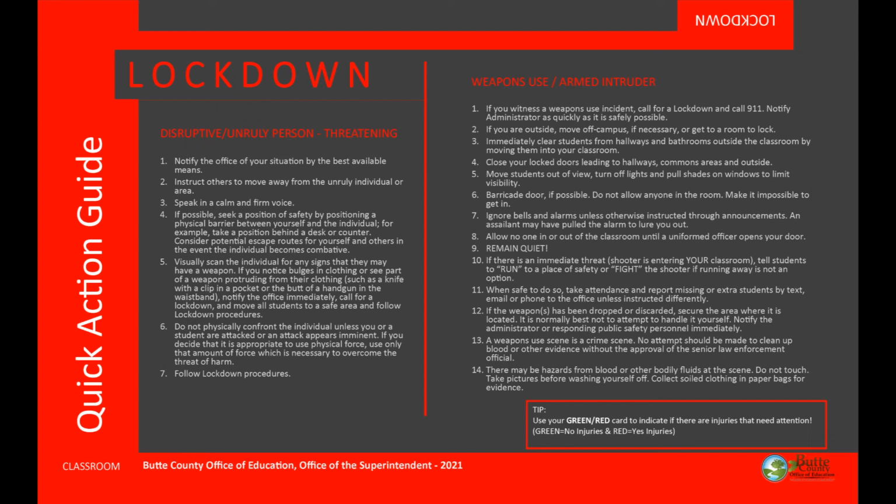Consider potential escape routes for yourself and others in the event the individual becomes combative. Visually scan the individual for any signs that they may have a weapon. If you notice bulges in clothing or see part of a weapon protruding from their clothing, such as a knife in a pocket or the butt of a handgun in the waistband, notify the office immediately.